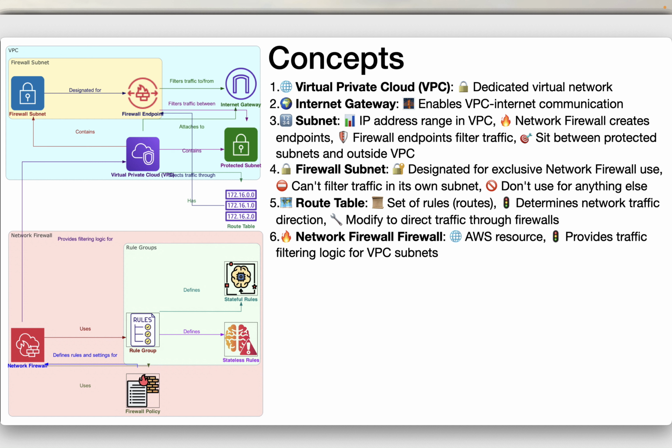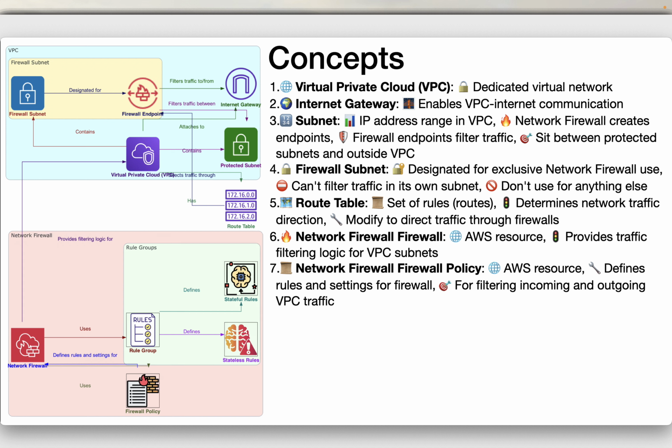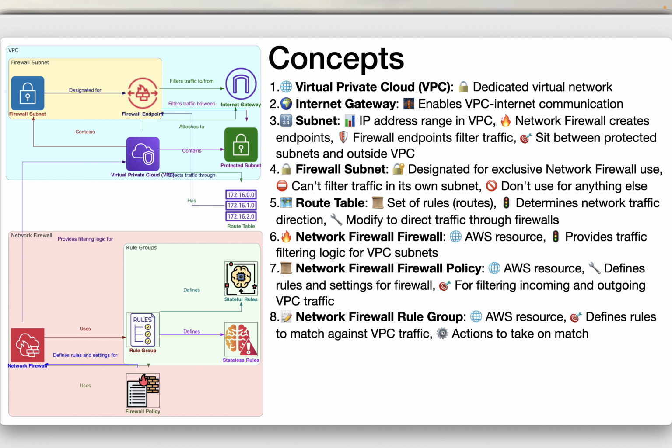Network Firewall. So this is an object within the Network Firewall service, which is an AWS resource that provides traffic filtering logic for the subnets in a VPC. And then Network Firewall policy, which is an AWS resource that defines rules and other settings for a firewall to use to filter incoming and outgoing traffic in a VPC. And then you have a Network Firewall rule group, which is an AWS resource that defines a set of rules to match against VPC traffic and the actions to take when Network Firewall finds a match.